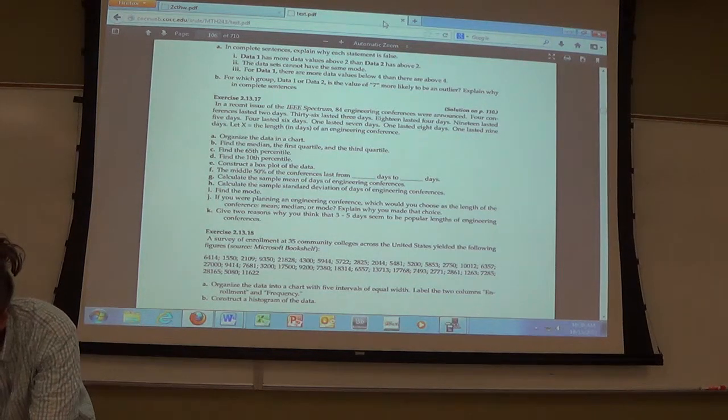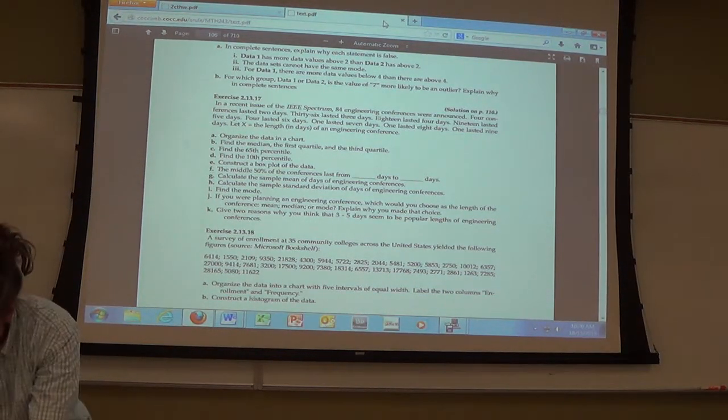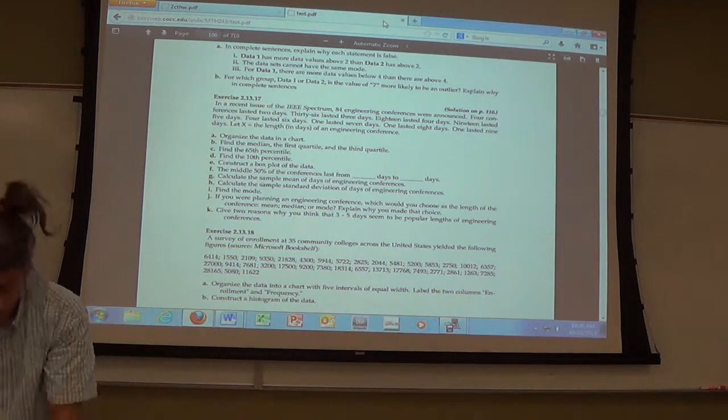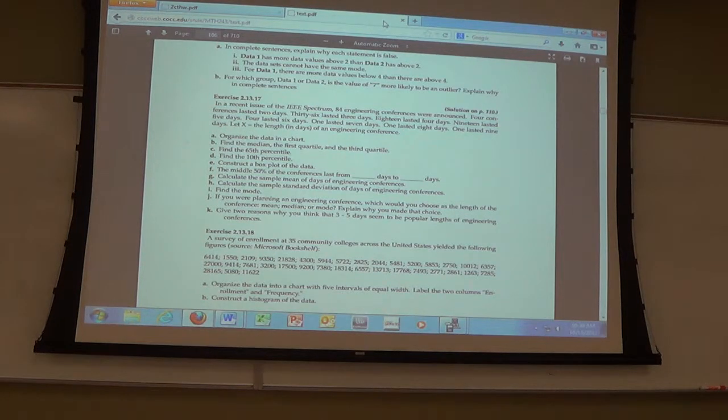This is number 17, G, and median. Okay, so let's do all three. Let's do the mean, the median, and the mode. So I is asking for the mode. So what is the mode? The mostest. So what would that be? 3. It would be 3. Be careful. Some students will say it's 36. 36 is the frequency, the highest frequency. But the data point itself is going to be the mode. So that's why your mode is going to be 3, because it occurred 36 times.